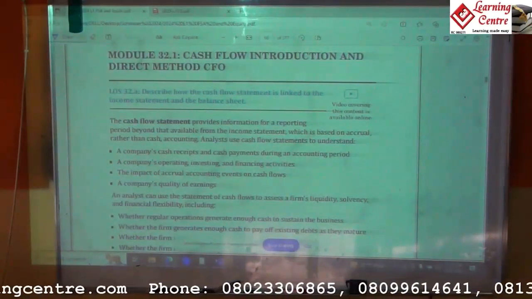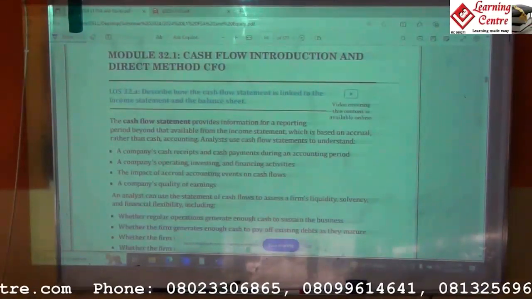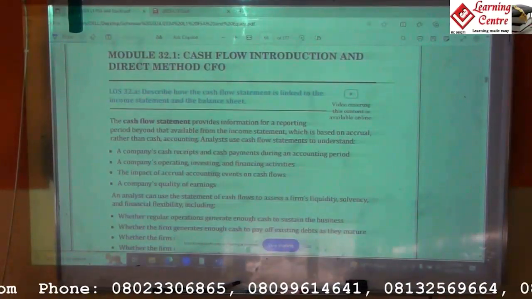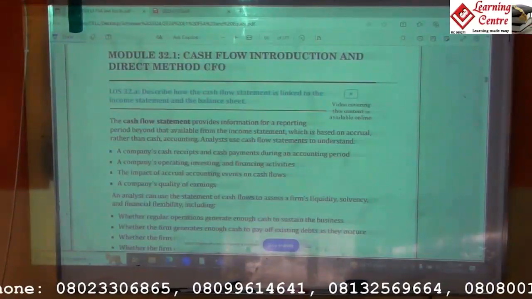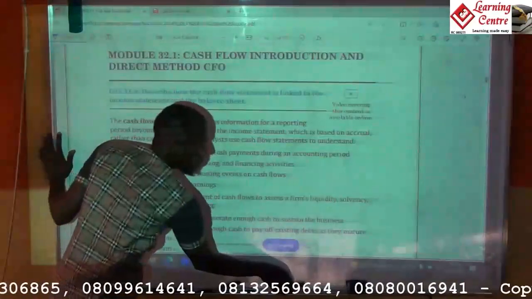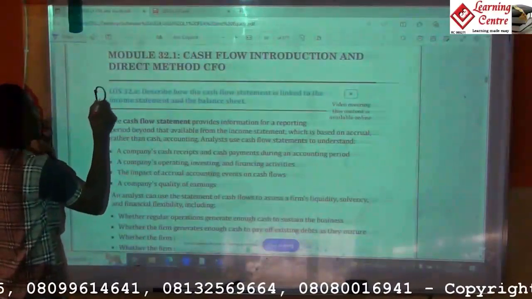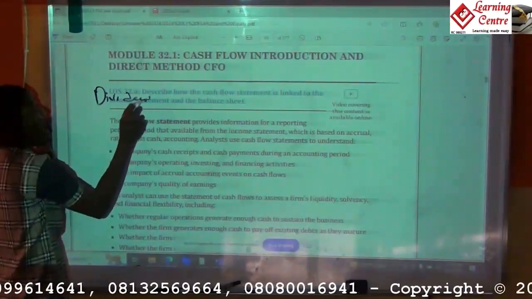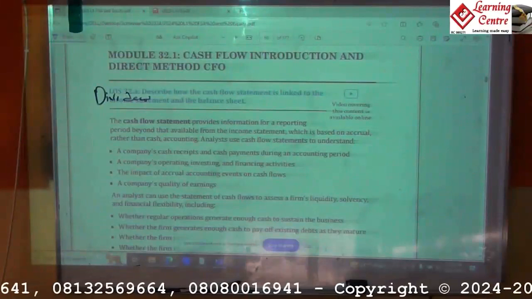Any question? So who wants to help? Under IFRS and US GAAP, how do we treat this item? Please, let's take a look. Under IFRS and US GAAP, how do we treat this item? So, you can't see my screen.